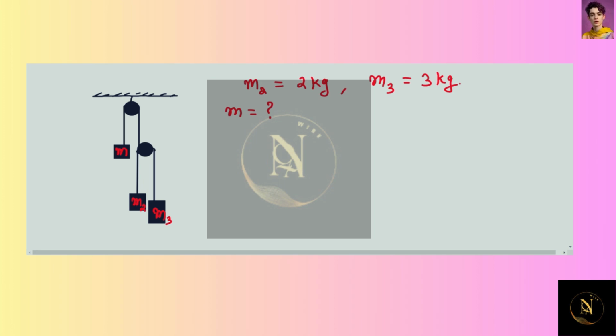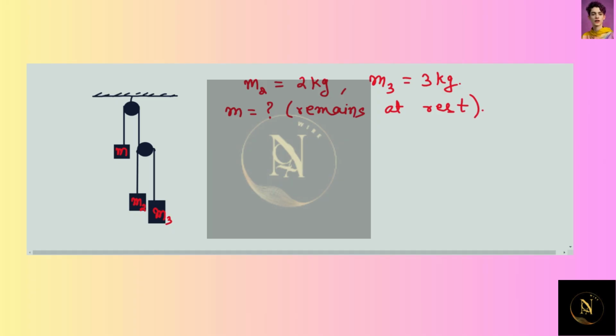That means the system remains at rest. Or we can say the mass M remains at rest. This is the most important factor that is required. So we need to figure out the value of M so that this M remains at rest. So in order to do that, we will first figure out the free body diagram here.